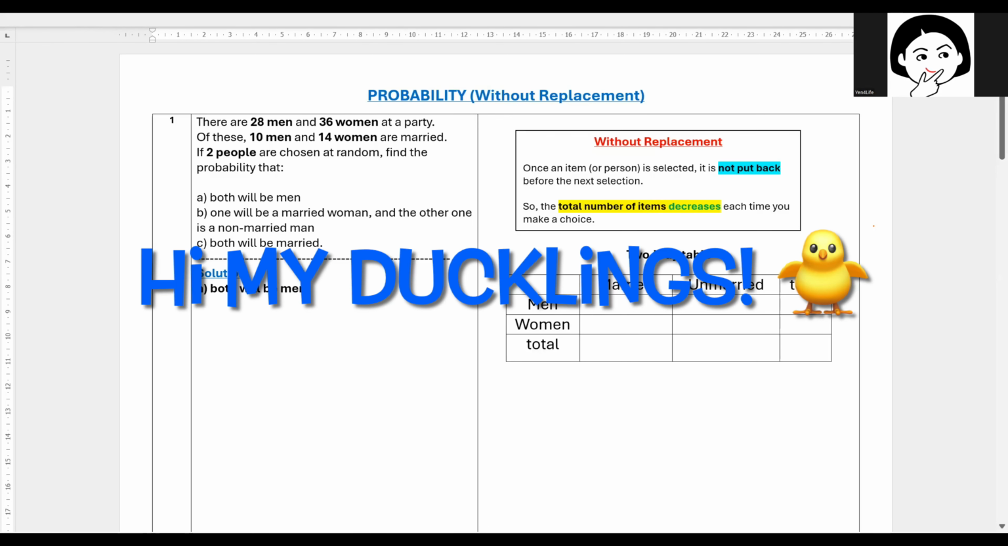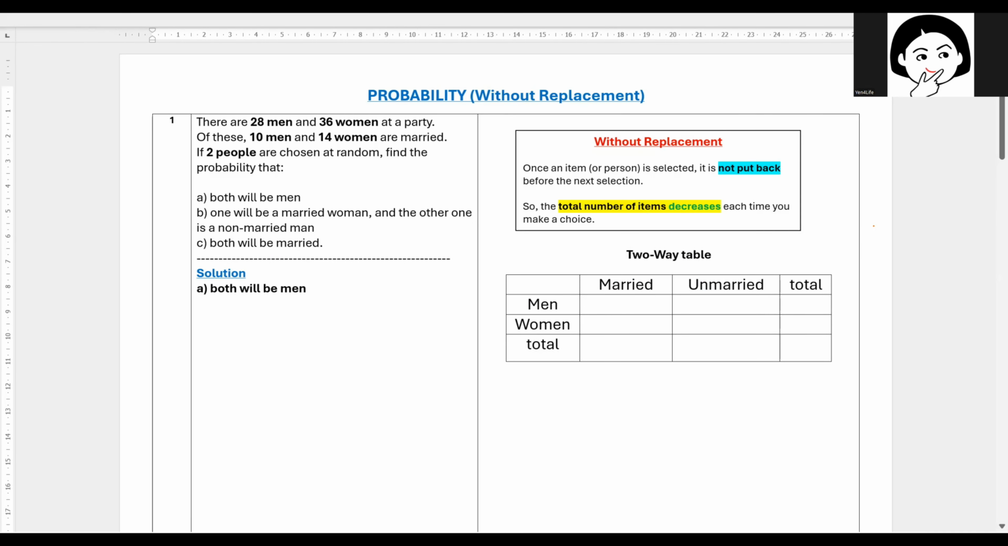Hi, my ducklings. Today we're going to do probability, and it's without replacement. We also call it conditional probability. Well, let's start. Question 1.